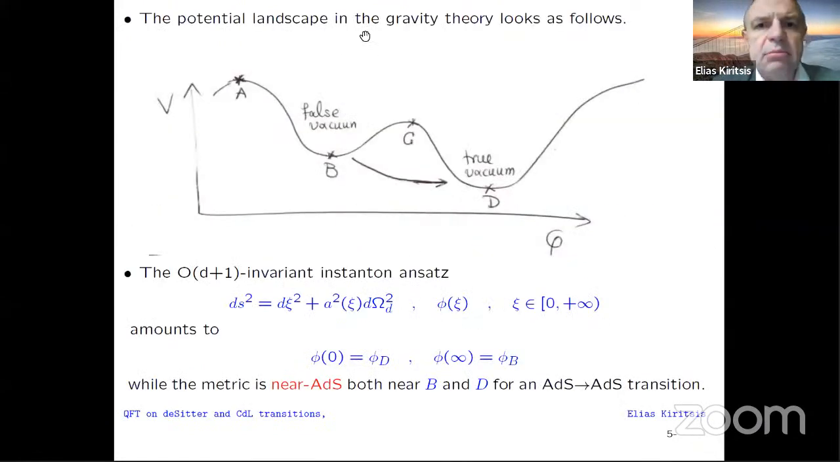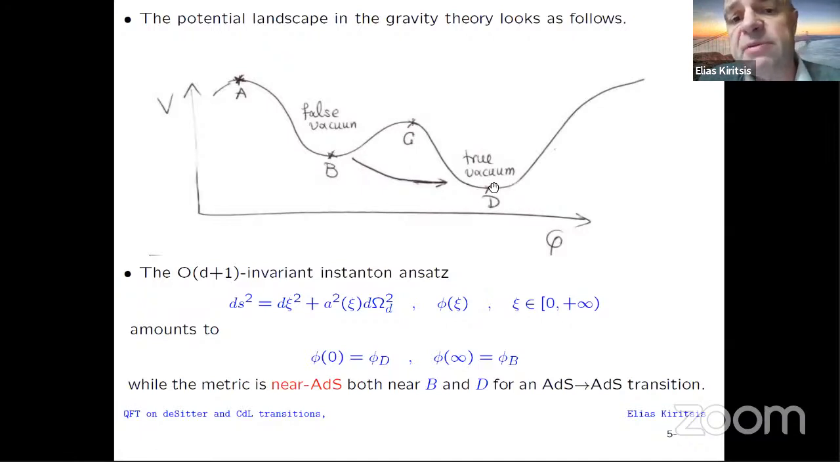So let me start with a gravity theory and write how a generic potential will look like. So here is the potential as a function of my single scalar field. It has maxima, it has minima, etc. That's a kind of a generic situation. The minima are possible, let's say, vacuum for the theory. This is a false vacuum because it's at a higher energy than the true vacuum.